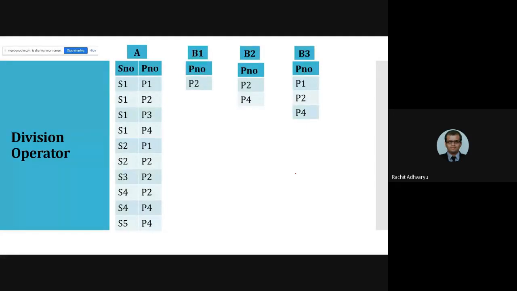So let's see the example. This is what the example is. We have a table which has SNO and PNO columns, and these are some of the values or tuples of that table A.